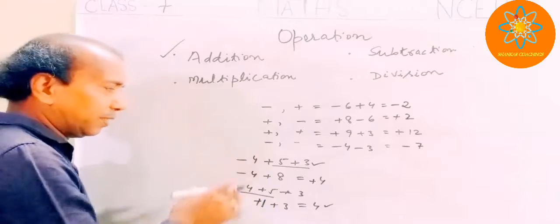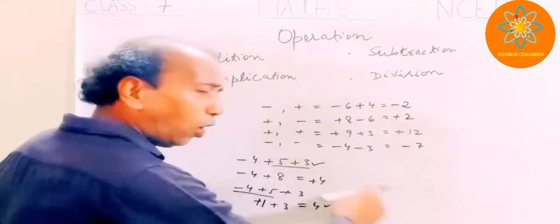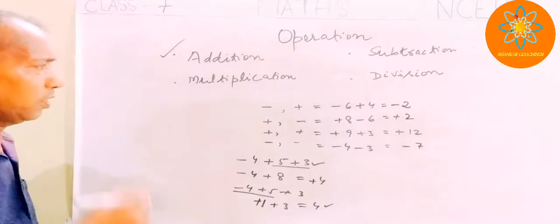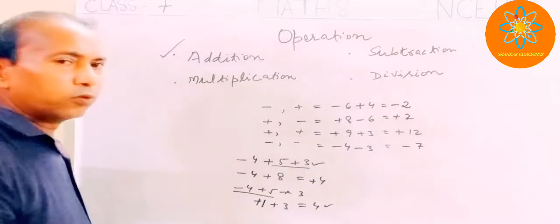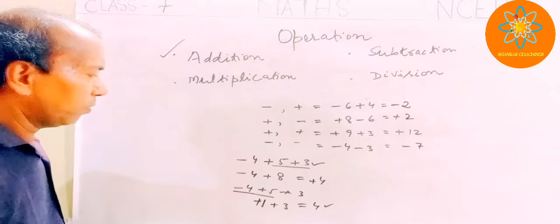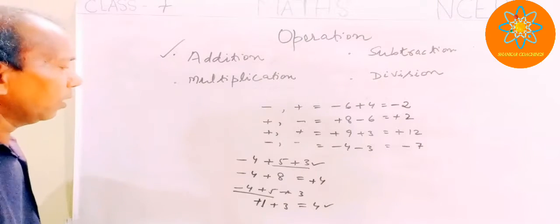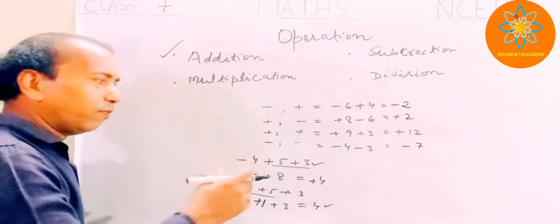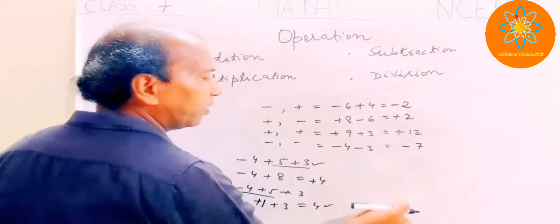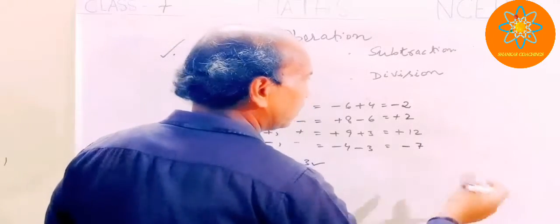The two methods: either you take all the positive signs in one place and all the negative signs in one place and then solve them, which is not time consuming. But if you take it the other way, taking the first two, solving them, and then getting the next one.